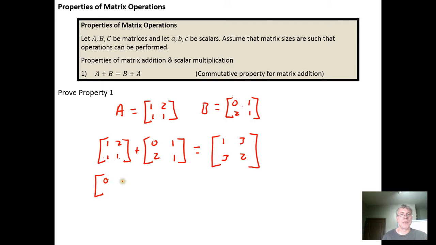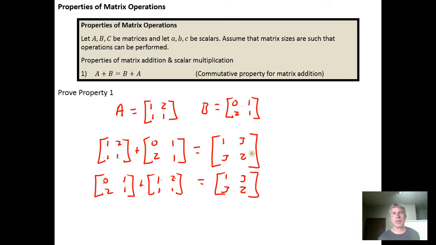So they're going to do [0, 1; 2, 1] plus [1, 2; 1, 1] equals 0 plus 1 is 1, 1 plus 2 is 3, 2 plus 1 is 3, 1 plus 1 is 2. And then they eyeball these two matrices and they say, yeah, look, the addition commuted. I got the same result regardless of the order I added them in. And then it's not uncommon for me to be handed a homework assignment where a proof is done and this is exactly what it looks like.